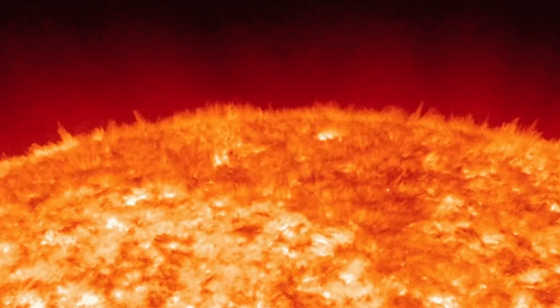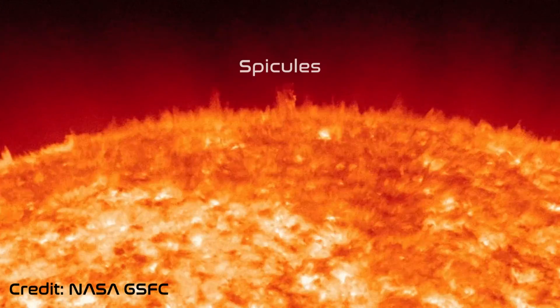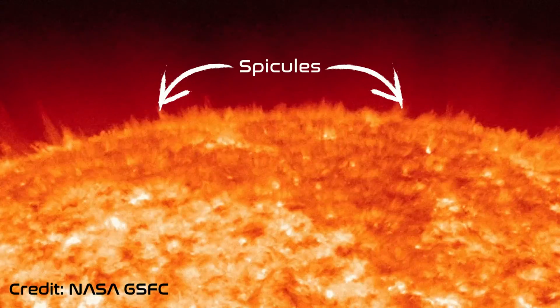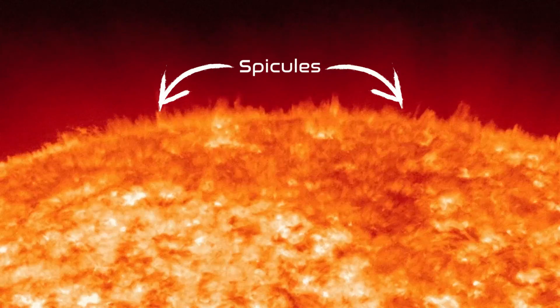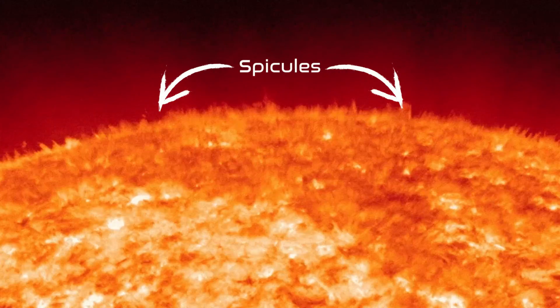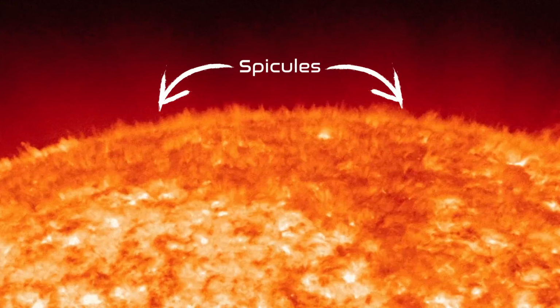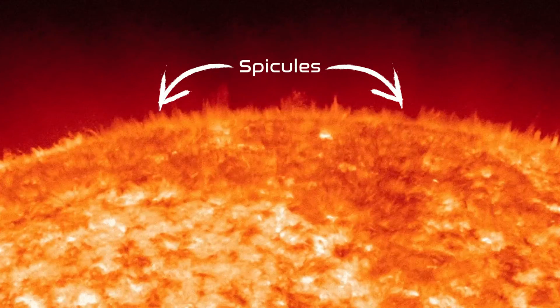You can also see spicules, which are tiny jets of plasma coming off of the edge of the sun's limb. Spicules only last for a few minutes but can be up to 200 miles wide.